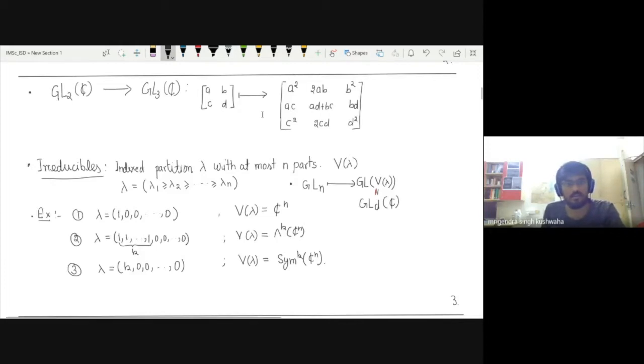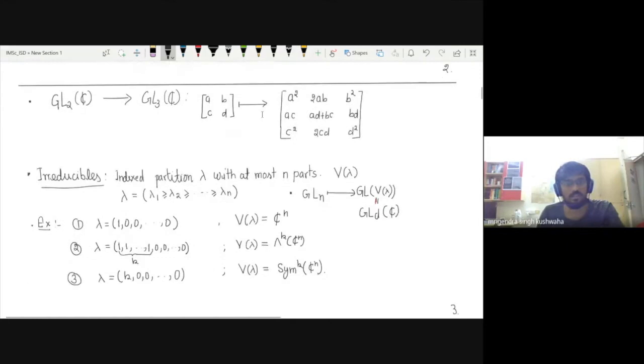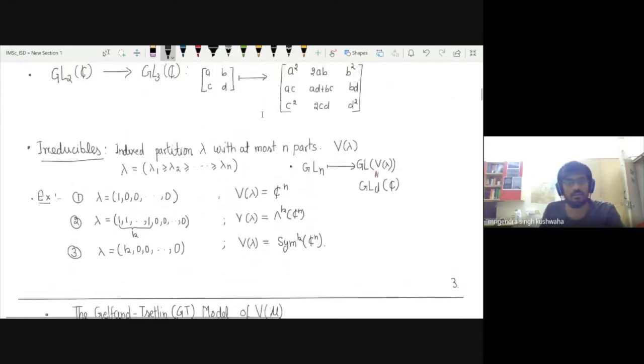Now we would like to talk about the irreducibles. The irreducibles of GL_n are indexed by integer partitions. Say the partition is lambda, with at most n parts: lambda_1, lambda_2, up to lambda_n. If you take lambda equal to 1 and all other parts 0, that is the defining representation, just C^n, where the map is the identity from GL_n to GL_n, A goes to A itself. Here are two more examples: one is the wedge power, the other is the k-th symmetric power.